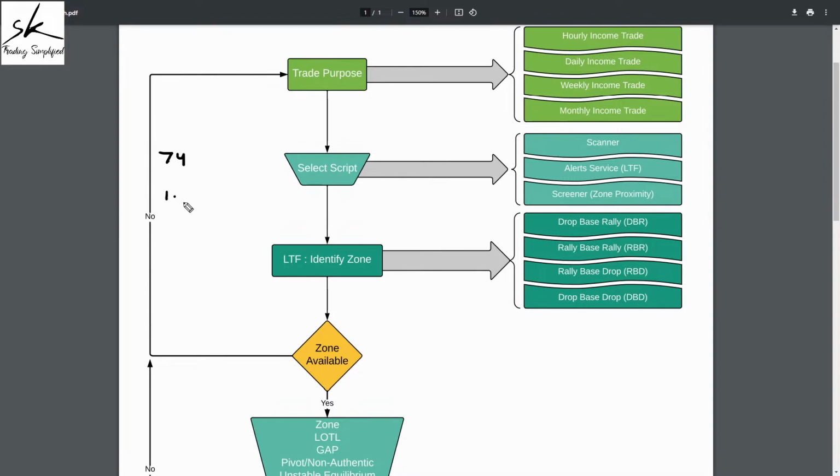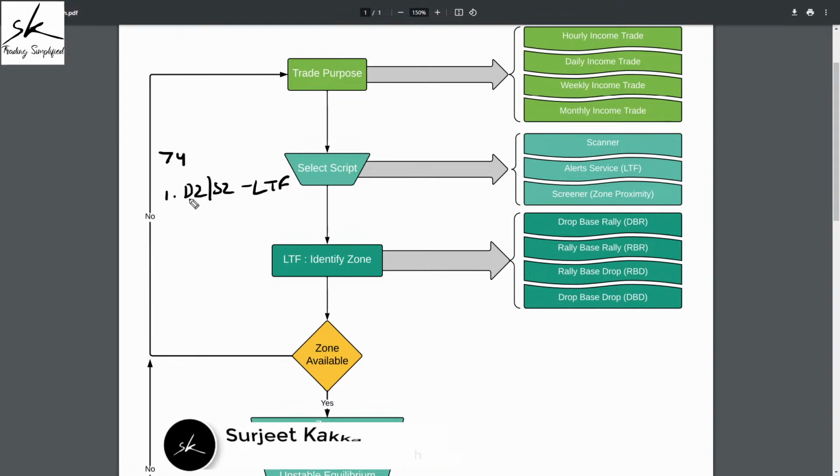Challenge number 1, you will realize that majority of these symbols in this list do not have a quality demand area or a quality supply area on the lower time frame, which means you will be wasting a lot of time analyzing such symbols where you don't have any opportunity available. And the reason for that is because all these scanner screeners are either based on conventional technical analysis or fundamental analysis. They have nothing to do with demand supply zones.